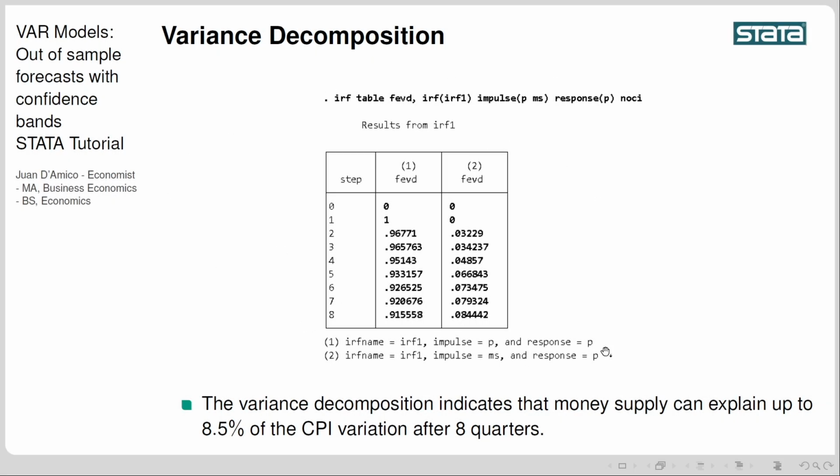Here we have the variance decomposition results, and the way to read this is the following. We can see that because of the Cholesky decomposition in the first lag, money supply has no effects. All right, it's zero. Money supply has no effects in the short run, but then it does start having effects. We can see that the variance decomposition indicates that money supply can explain up to 8.5% of the variation in prices after 8 quarters. So after 8 quarters, money supply will have explained up to 8.5% of the changes in variation in prices.